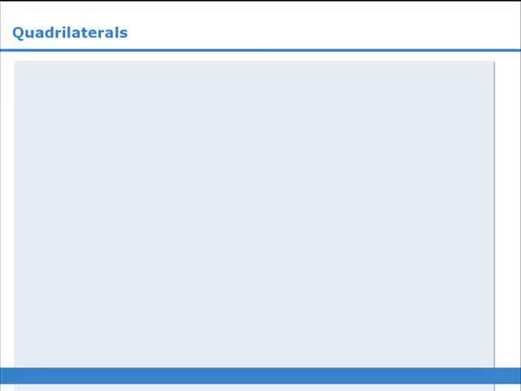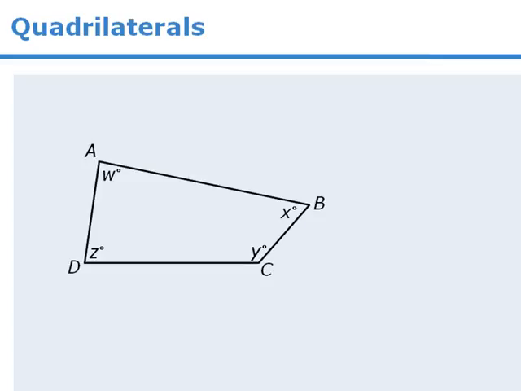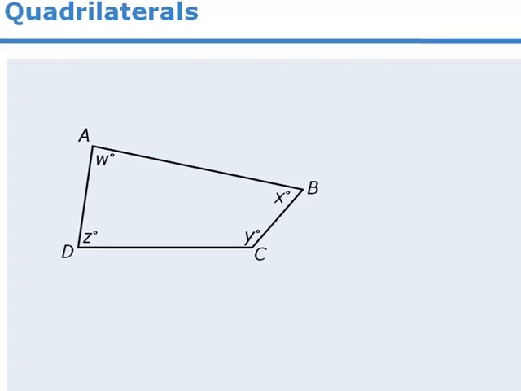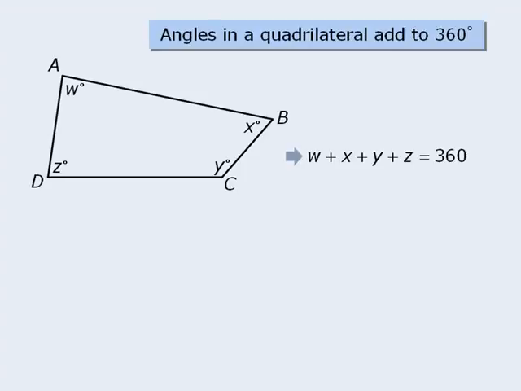In this lesson, we will examine some features of quadrilaterals. To begin, a quadrilateral is a polygon with four sides. The first property about quadrilaterals is that their angles add to be 360 degrees.